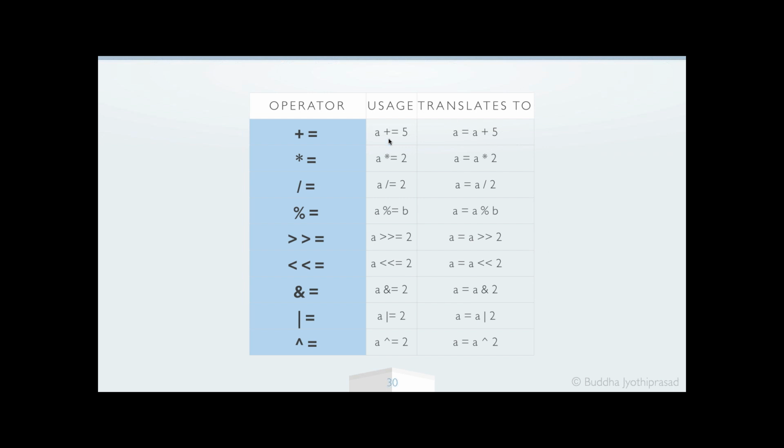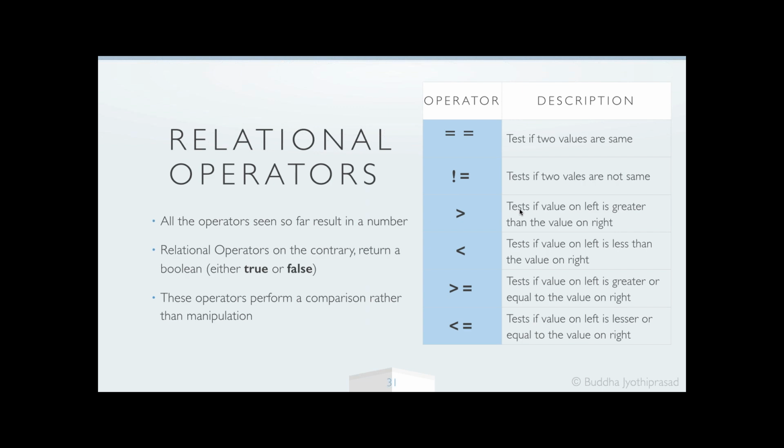So they are just shortcuts. a plus equal to 5 is simply a shortcut for a equal to a plus 5. That way, we can write it in lesser code. That's why we use these assignment operators, where we combine this plus and equal to and form a new operator. Did we cover these relational operators?